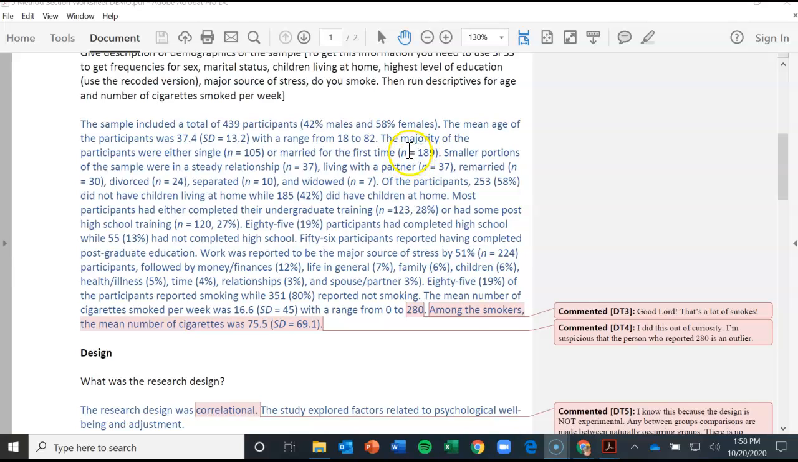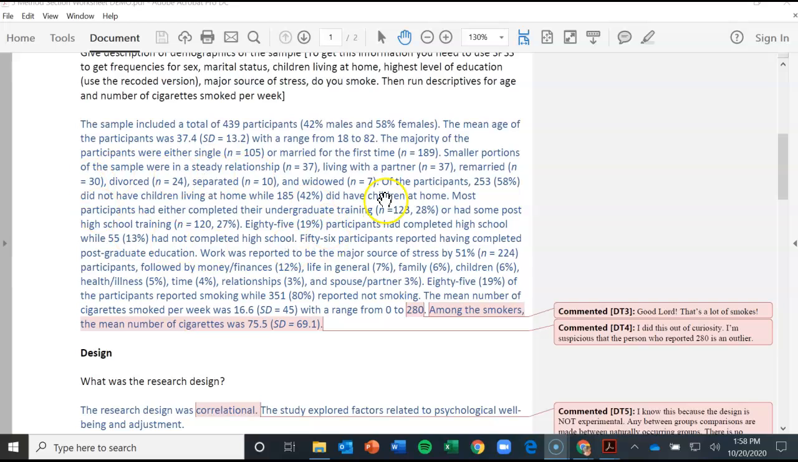Same goes with the number of subjects. If you're talking about the entire sample, it's a capital N. If you're talking about a subgroup within the sample, it's a small n. And the n's, regardless of whether they're upper or lowercase, are in italics. Again, there is a space between the letter and the equal sign, and between the equal sign and the number.